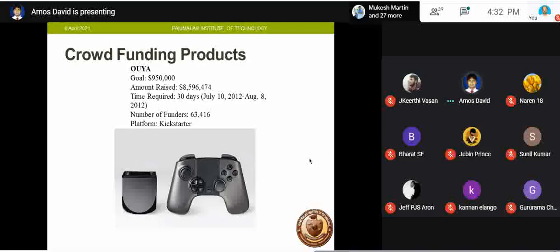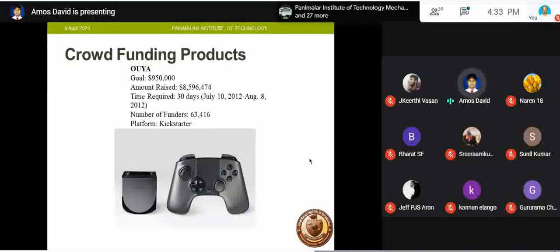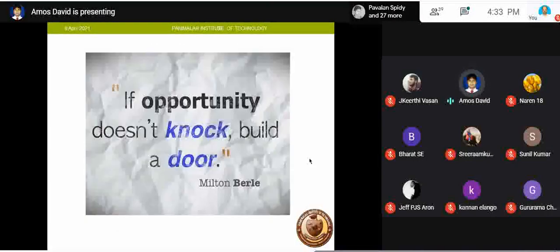And this is the joystick by a company called Ouya. The goal was $950,000, but they were able to collect 8 million. So these are a lot of things where design plays a huge role.